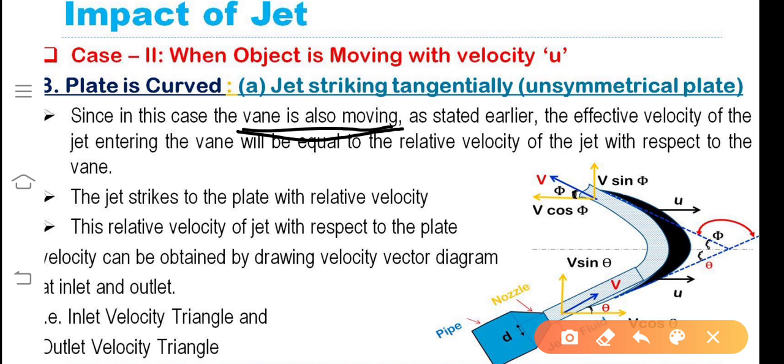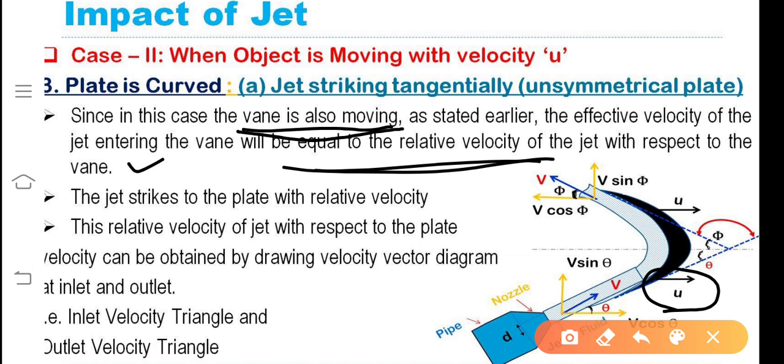so far everything we have learnt with velocity u, here it is shown, velocity of u. When the vane is also moving, the effective velocity of the jet entering the vane will be equal to the relative velocity. We have learnt this already in the previous slides in so many classes with respect to the vane. That's why I am not going into detail. The jet strikes the plate with relative velocity.